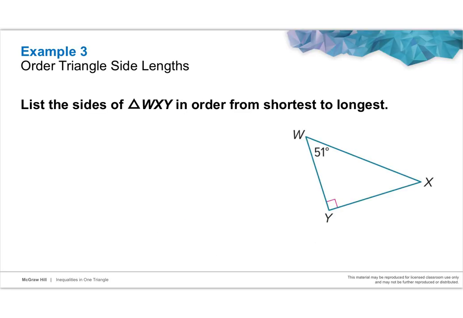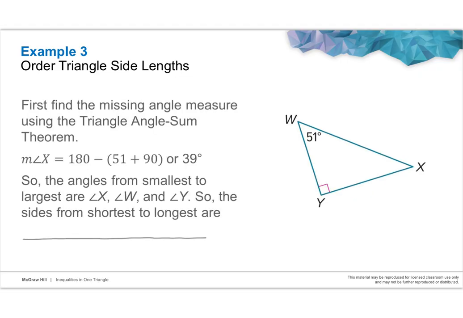The next type of example we're going to explore is putting the sides in order from shortest to longest in a triangle. And we are given right triangle WXY, and we're asked to do that. The first thing we want to do is to find the missing angle measure. And of course, we know in our triangle angle sum theorem, all three angles add to 180.